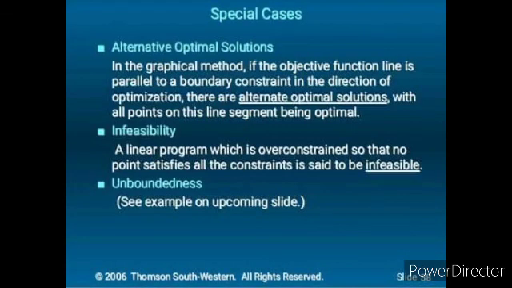Okay, now let us talk about what we call special cases. Under the first bullet, alternative optimal solution: in the graphical method, if the objective function line is parallel to the boundary constraint in the direction of optimization, there are alternative optimal solutions, with all points on the line segment being optimal. Next bullet is infeasibility. A linear function which is over-constrained so that no point satisfies all the constraints is said to be infeasible. Then the last one is unboundedness. So there are a few examples on the next slide.